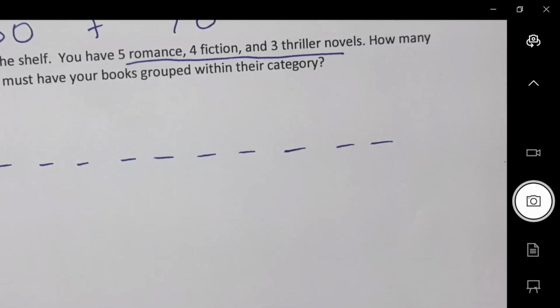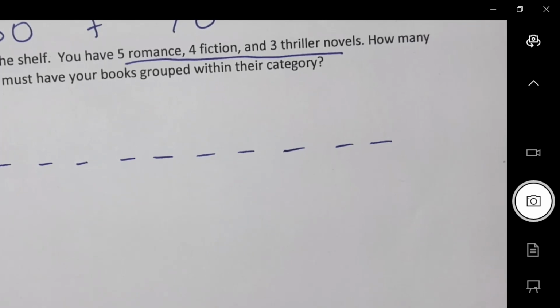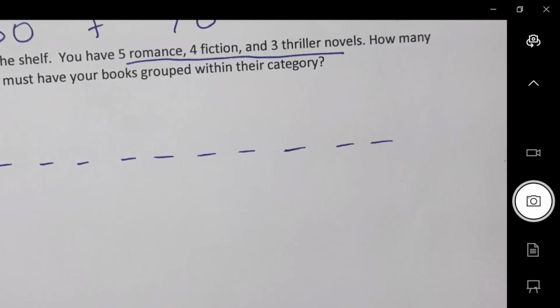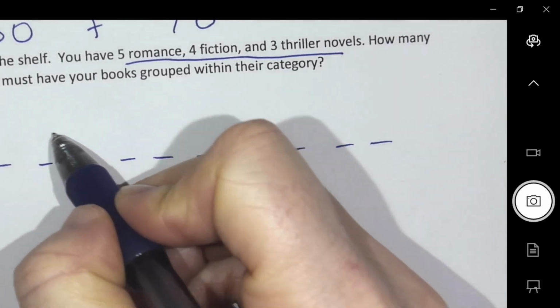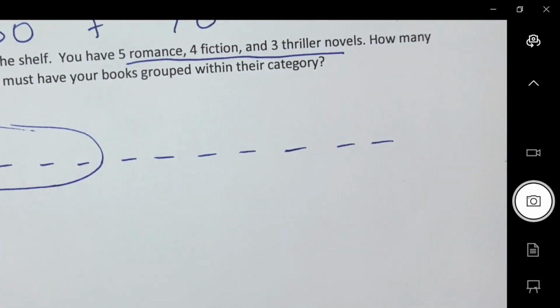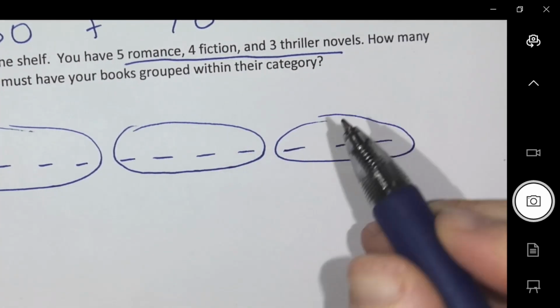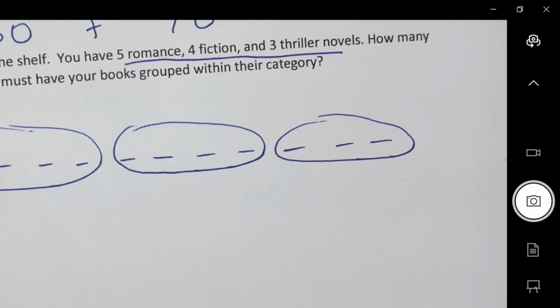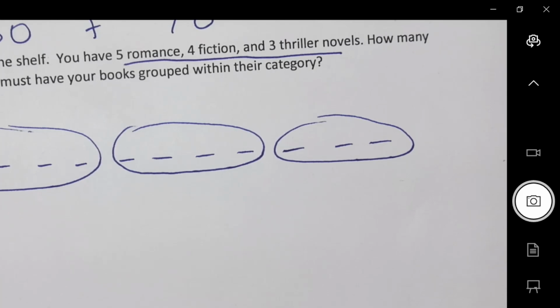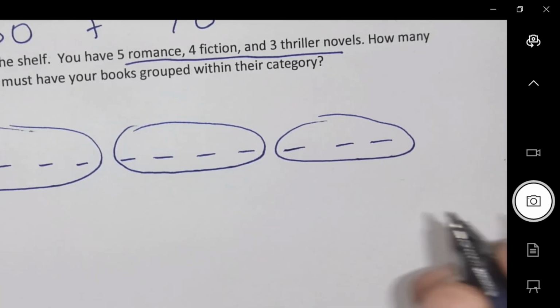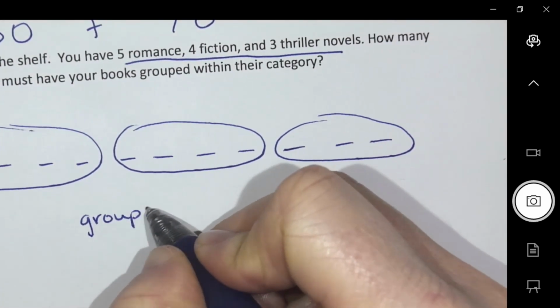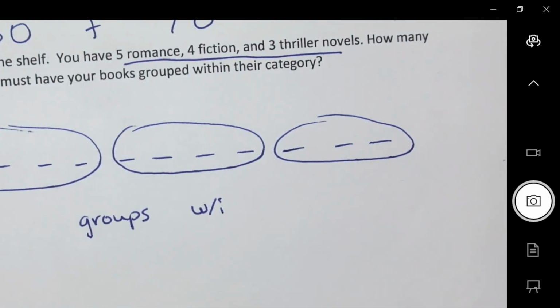It says when I put them on my bookshelf, I have to have them grouped according to their category. So the romance novels all have to be beside each other. Same with the fiction. They all have to stick together because they have to be grouped. Which method do I use here? How many groups are you moving, and then what's happening within the groups?